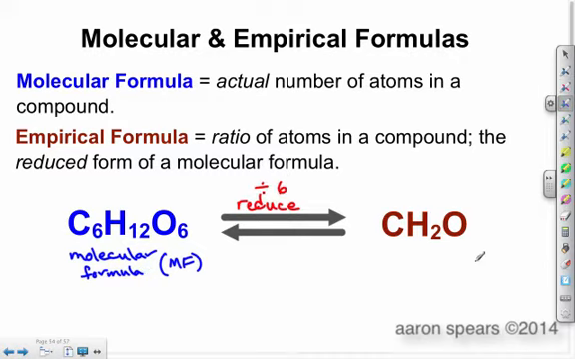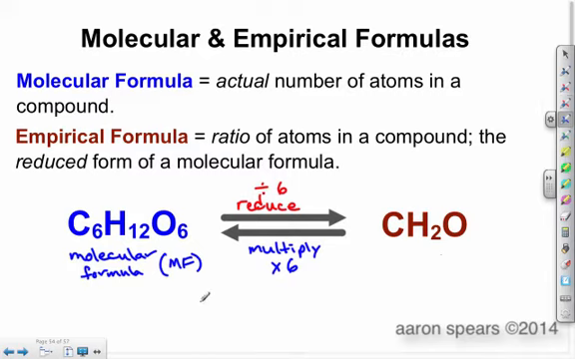Now, if I know the empirical formula and I want to convert it back into its molecular formula, all I have to do is go in reverse. Instead of reducing, I need to multiply by the same factor I used to reduce it into its empirical formula. So when CH2O is multiplied by 6, I get C6H12O6, which is the molecular formula of glucose. So I can always get the molecular formula if I know the factor to multiply my empirical formula by.